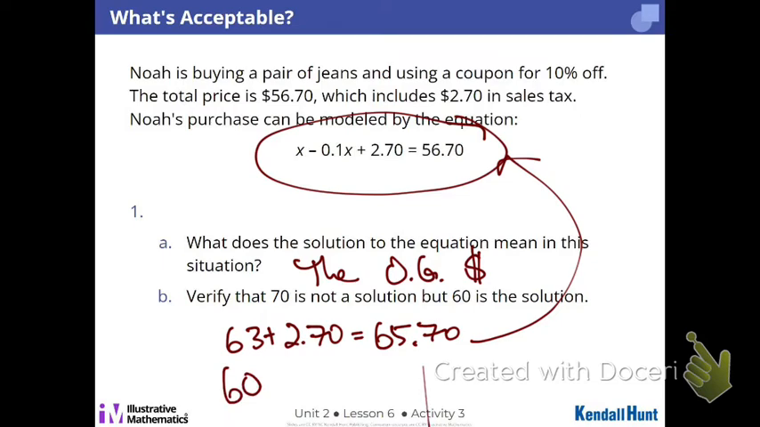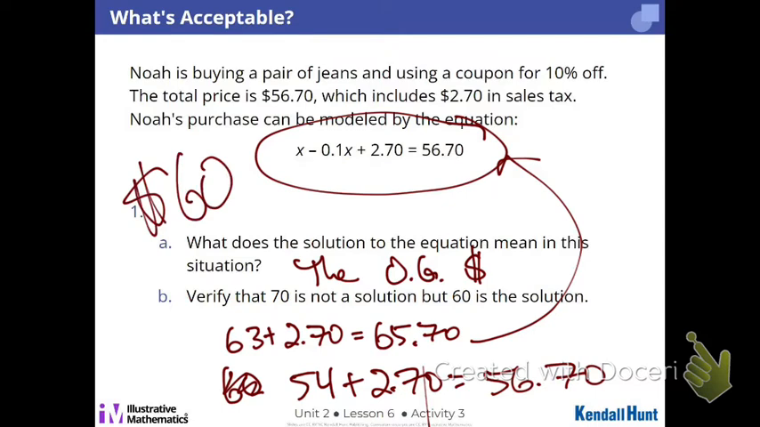I throw 60 in there. 10% of 60 is 6. So $6 off. It's 54. You can do this in your calculator, right? 54 plus 270 equals 56.70. So what does that mean? What's the price of the pants?